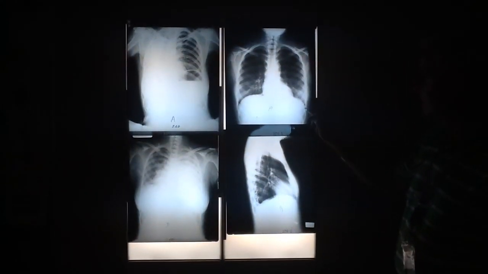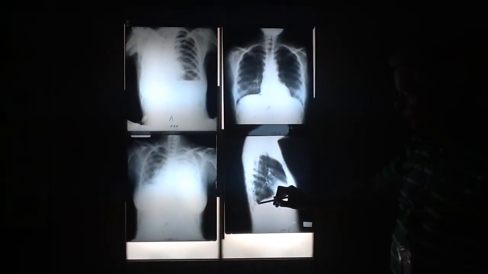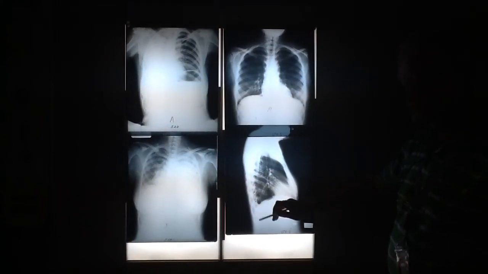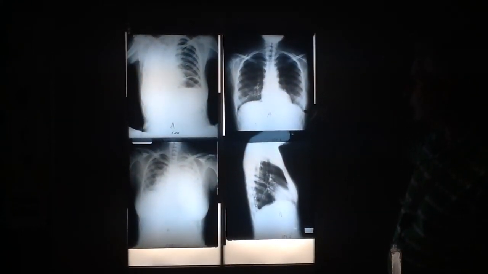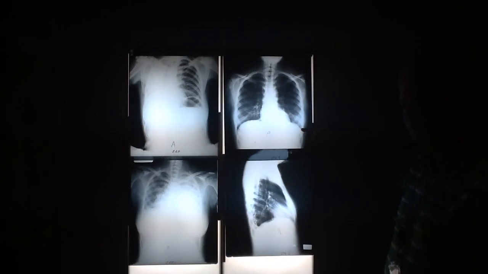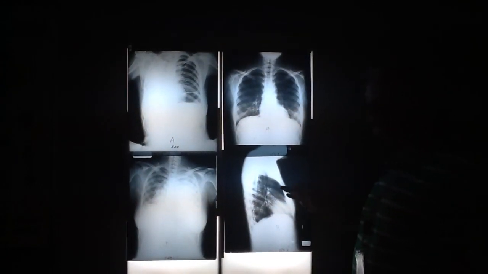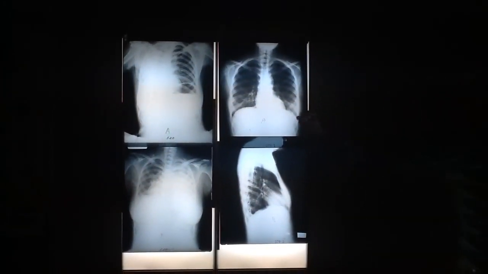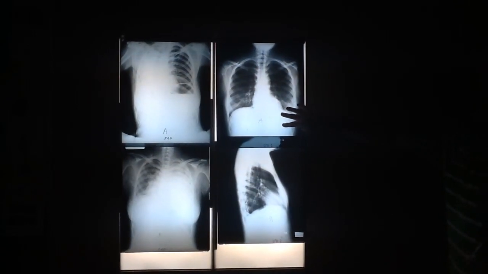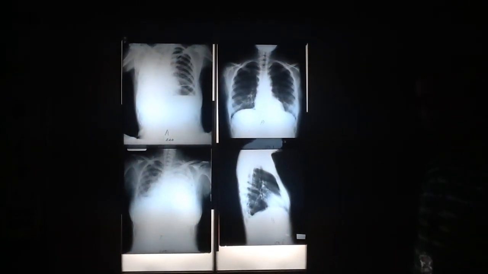But this is not visible on the PA view, it's only visible on the lateral, because there wasn't enough fluid to get over here into the costophrenic angles to be visible. 300 to 500 milliliters before it's visible on a PA. It's the least sensitive film for pleural effusion, the PA view. Okay?